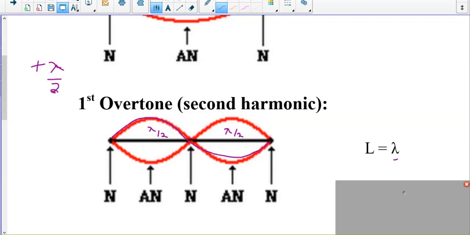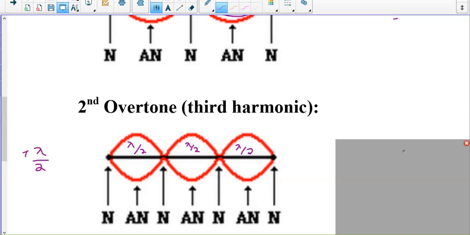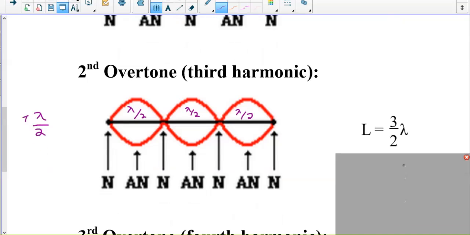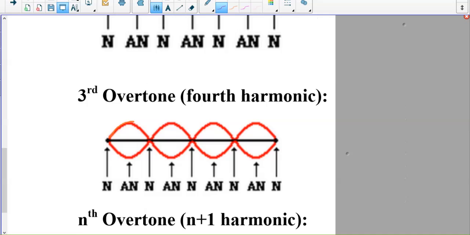If you get it to vibrate even more and get to the next order overtone, well, once again, you would add on another half a wavelength. Okay, so now we have 3 half wavelengths. There's half a wavelength, so that would be the fundamental. Here's another half a wavelength, that would be the first, and here's another half a wavelength. This would be the second overtone. So if you add 3 half wavelengths together, the length of this string is equal to 3 half lambda, so 3 half wavelengths. So we could go on to the third and fourth and fifth and sixth and seventh overtone, and you probably get the idea that every single time we're just going to add on half a wavelength.